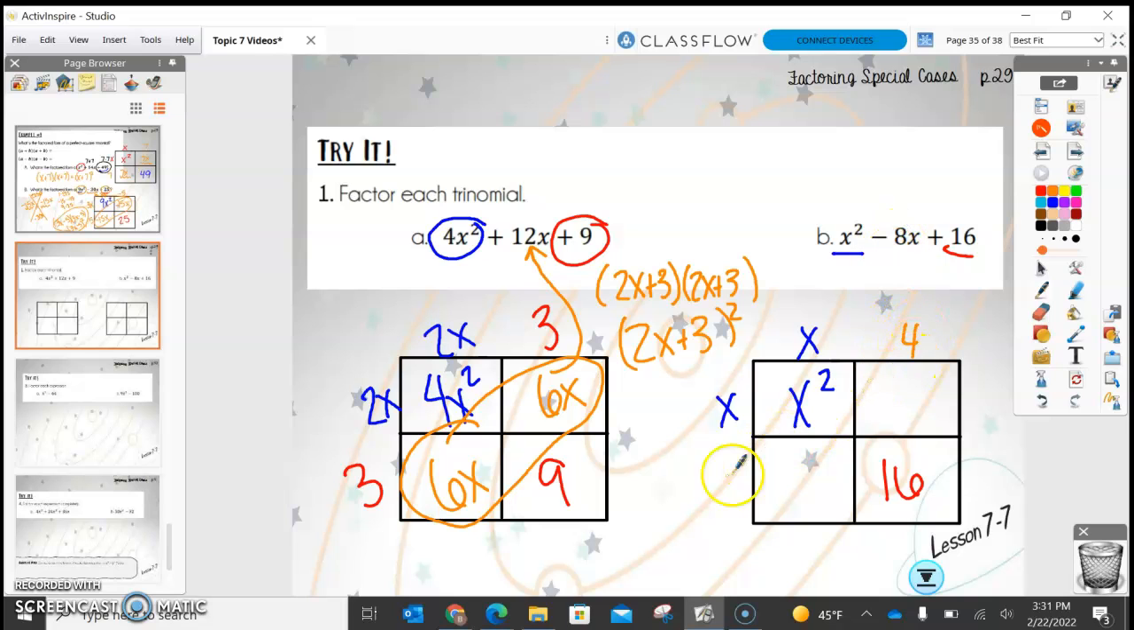So I have 4 times 4 to make 16, but I'm going to make them both negatives. Because then I'll have a negative 4x and a negative 4x to make a negative 8x. My factored form would be x minus 4 quantity squared.